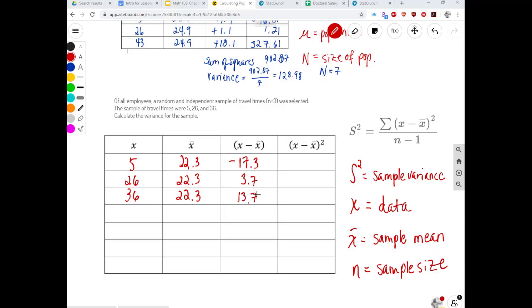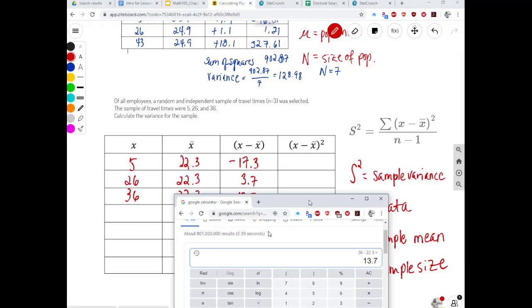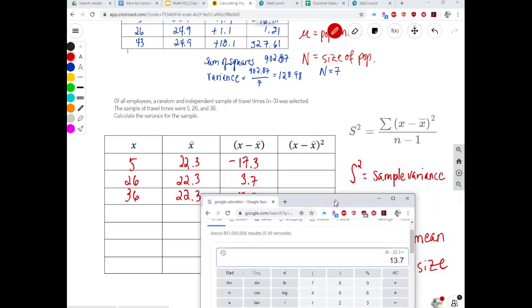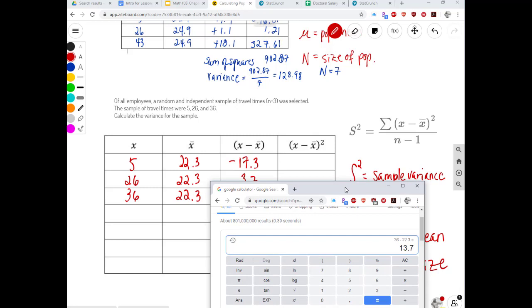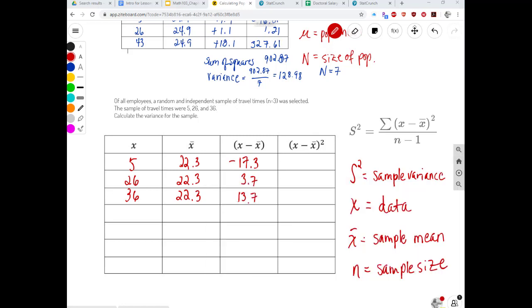All right, now we can start squaring the deviations from the mean. So let me go ahead and grab my Google Calculator again. The last time I did this, I'll have to apologize, I didn't actually use the negative sign. So this time I'm going to be a little bit more careful. I'm going to do parenthesis negative 17.3, close parenthesis, and then I'm going to go ahead and square it. And I get 299.29.